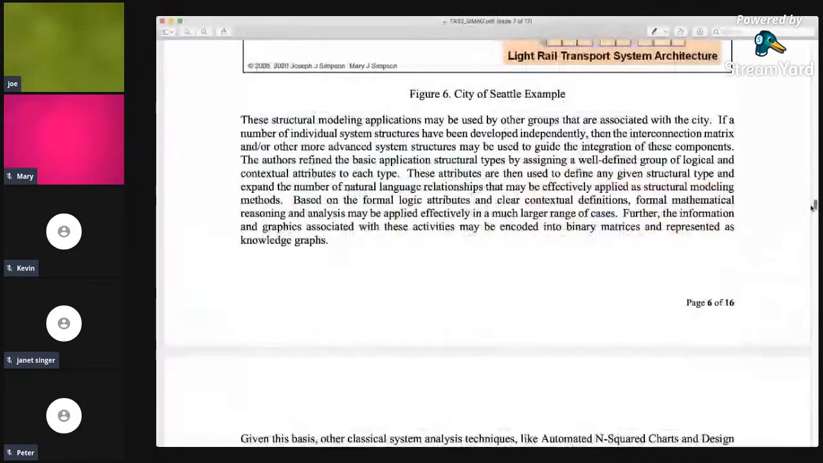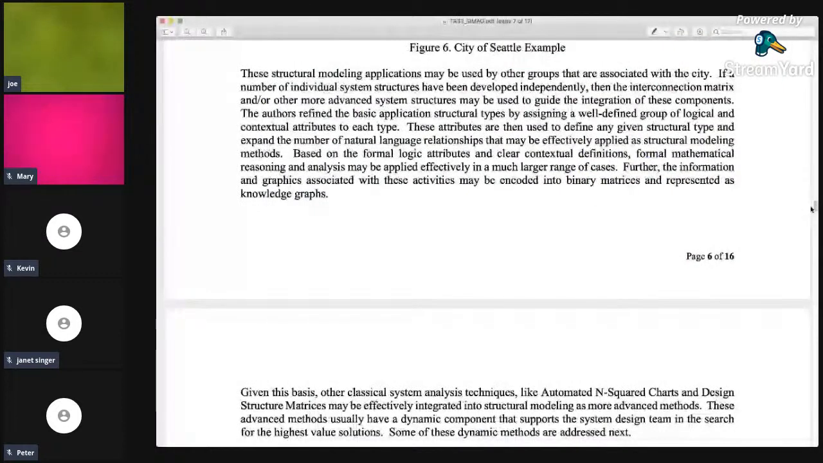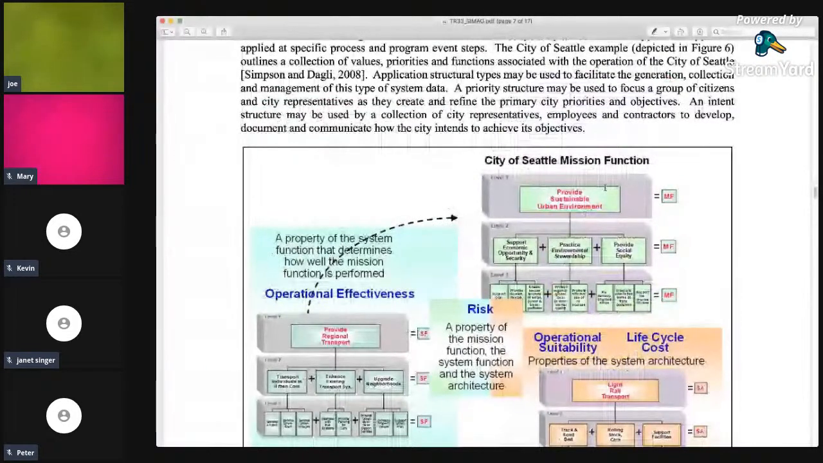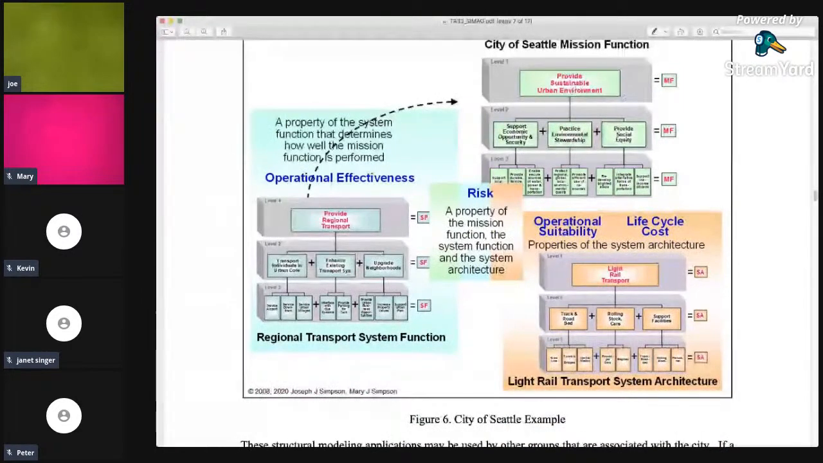All right, so that was the City of Seattle example. Now let's go back here a little bit more. The idea is that here we have a fairly high level mission, provide sustainable urban environment. That's broken down into provide social equity, practice environmental stewardship, support economic opportunity. And so how do you do these things? They say, let's just look at one component, provide regional transport.